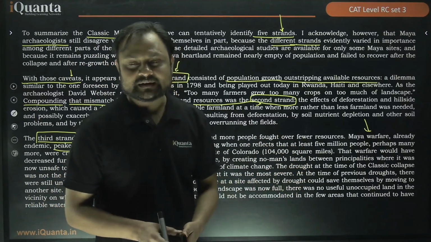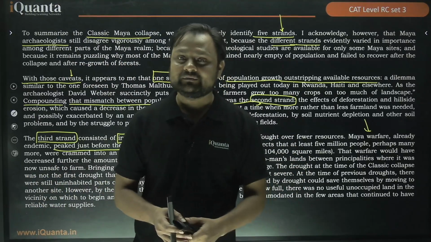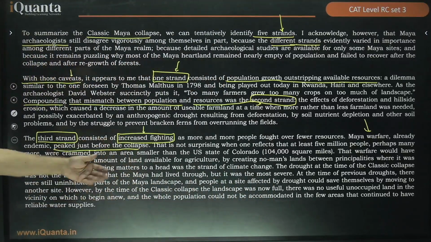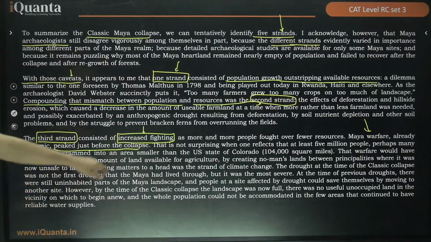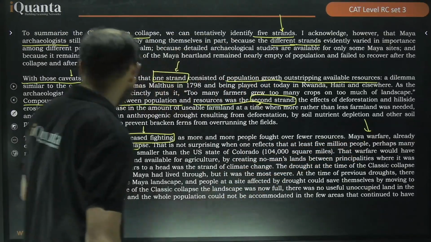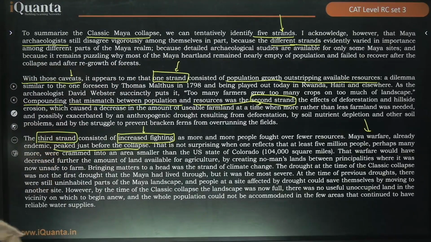So you know, Vinash Kale Viparit Buddhi: you keep fighting when you have to disappear from the face of the earth, just like people have started doing these days. That is not surprising when one reflects that at least 5 million people, perhaps many more, were crammed, that is jam-packed, into an area smaller than the US state of Colorado.